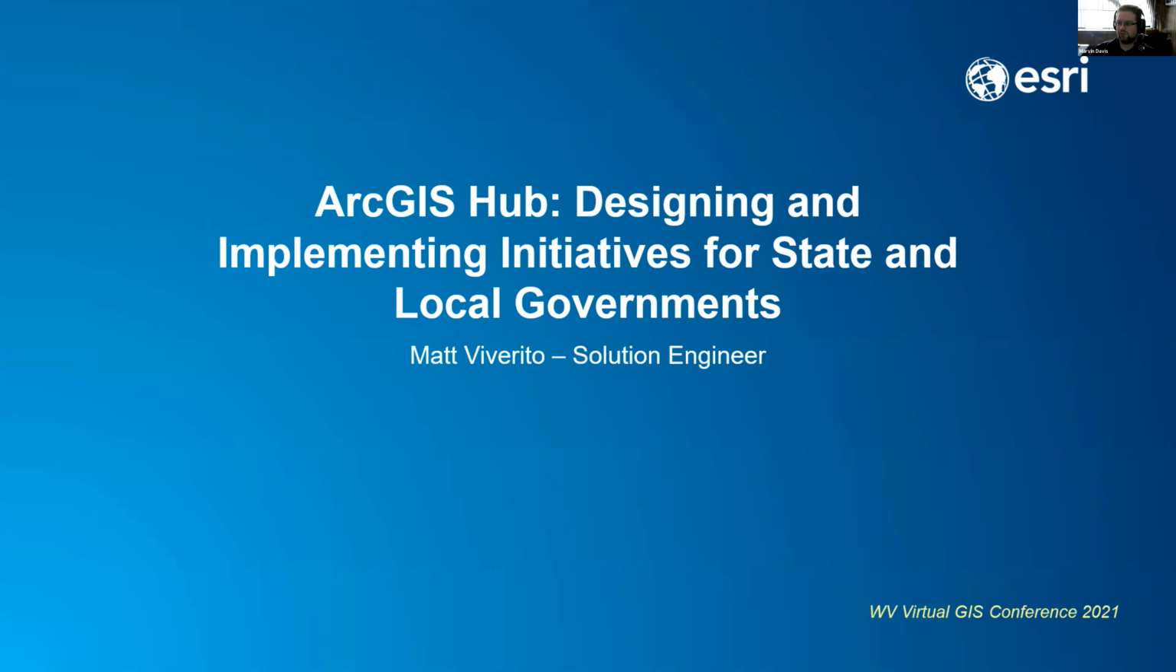So yeah, thanks for having me today. My name is Matt Viverito. I'm a solution engineer at Esri. I work with state government agencies across West Virginia and some other states in the Southeast region. I'm actually out of the Northern Virginia office, right now in my house in Ashburn, Virginia.